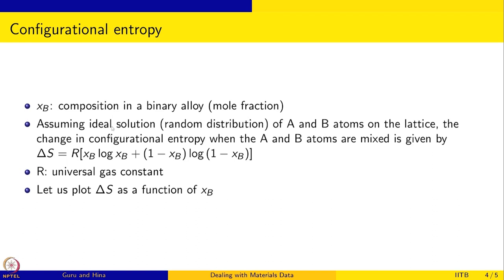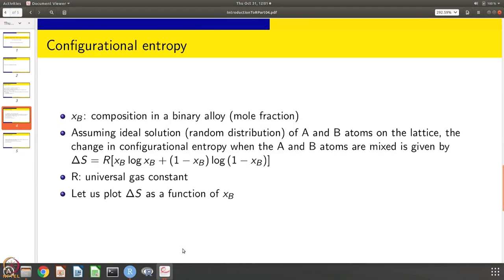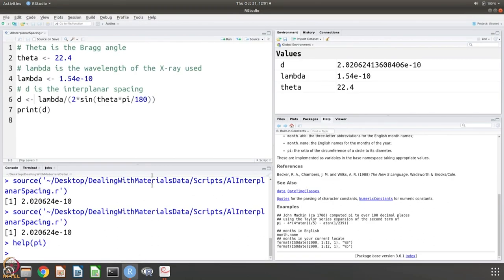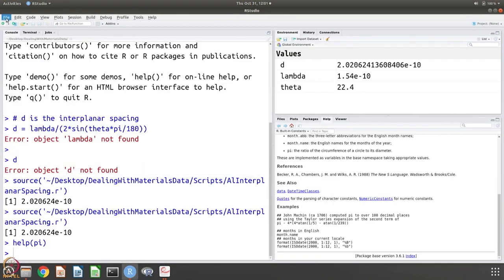Let us assume that we are considering an ideal solution, that is random distribution of A and B atoms on the lattice. Then you can calculate the change in configurational entropy when mixing happens of the A and B atoms on the lattice, and that is given by the change in entropy delta S as minus R times XB log XB plus 1 minus XB log 1 minus XB. This is a natural logarithm. R is the universal gas constant, and we want to plot delta S as a function of XB. So that is what we want to do. Okay. So let us go back and write another script for that.